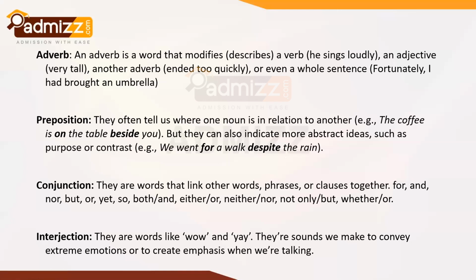Right? So for and despite are used as prepositions in this case as well. Next up, conjunctions. Conjunctions are words that are used to link sentences.